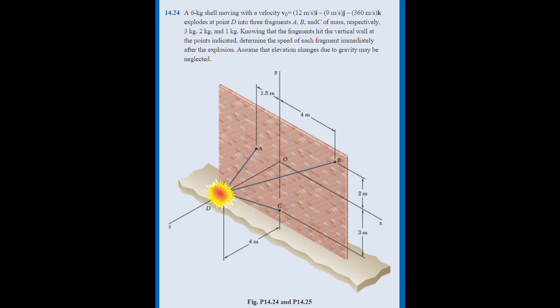I'm going to be presenting a dynamics problem today, and it is dynamics problem 14.24. Basically, what we have is some kind of explosive shell going towards a wall at a point 4 meters away from the wall. It explodes, causing the shell to separate into three fragments and hit the wall at certain locations marked by a diagram, which I'm going to be doing in post editing right about now.